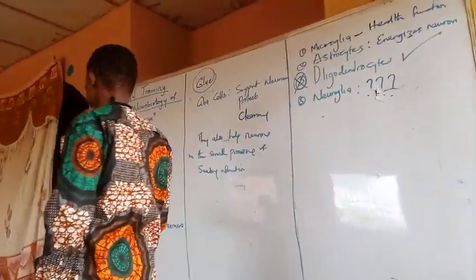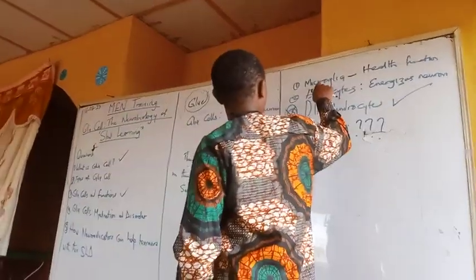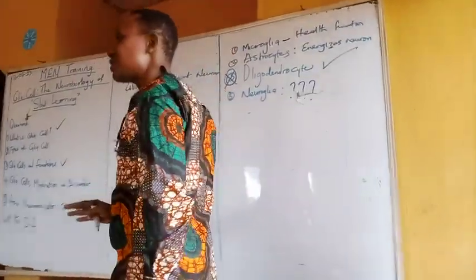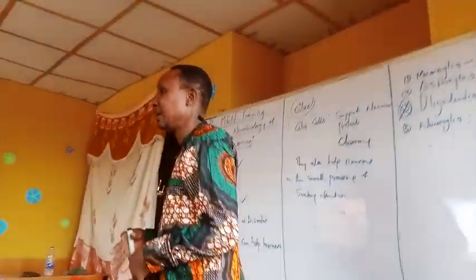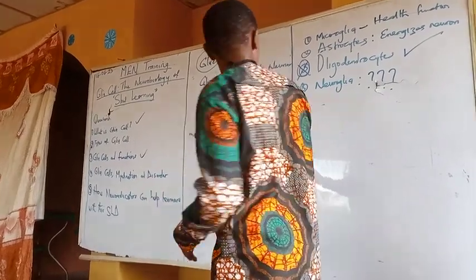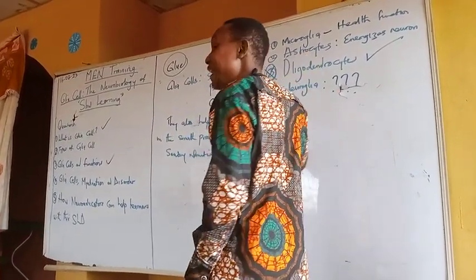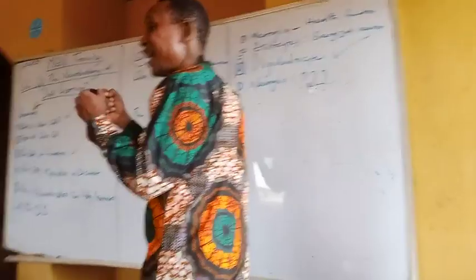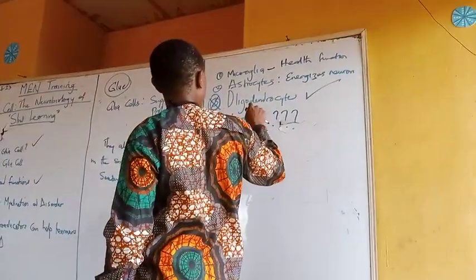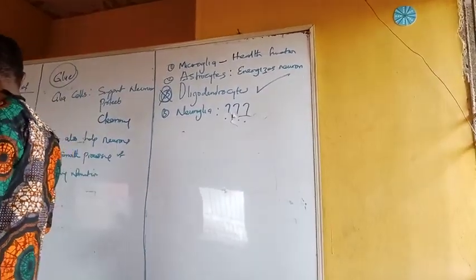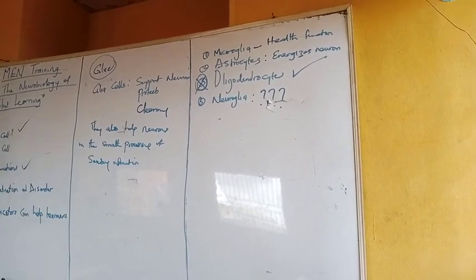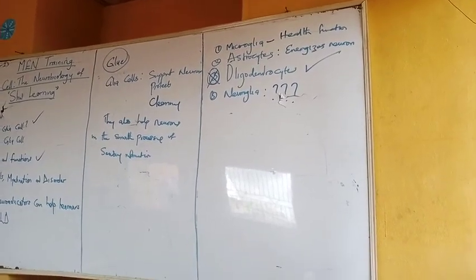Number one, what is it? Microglia. That one protects neurons from infection, and at times from dysfunction, but that one is not our own issue. This one is energy. It provides neurons with energy to make neurons active. This one is our focus, the oligodendrocytes.